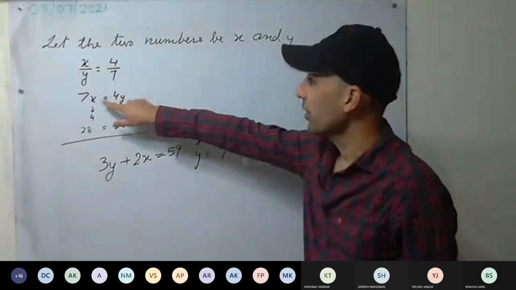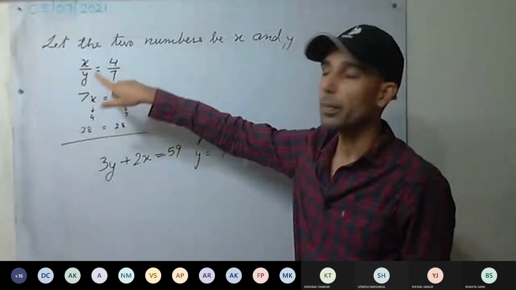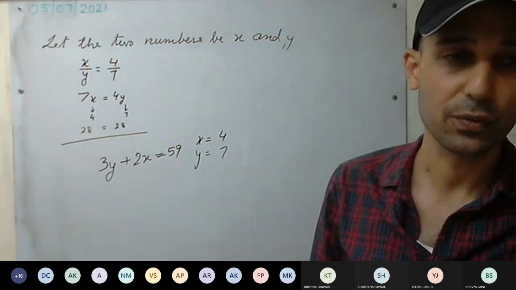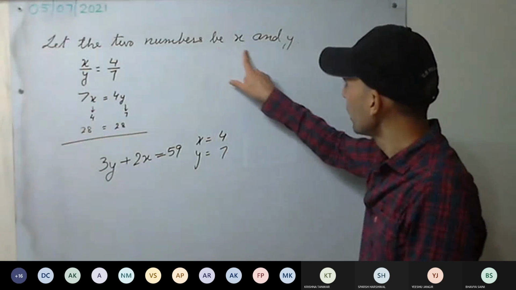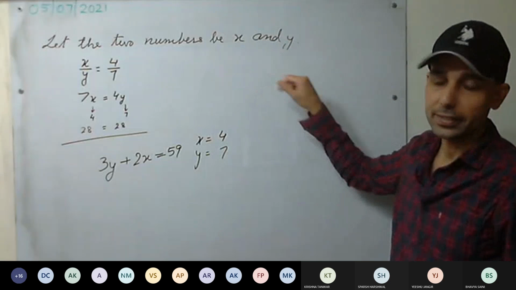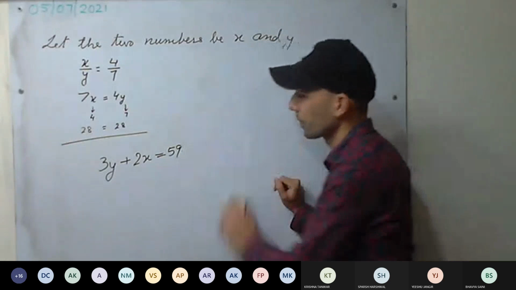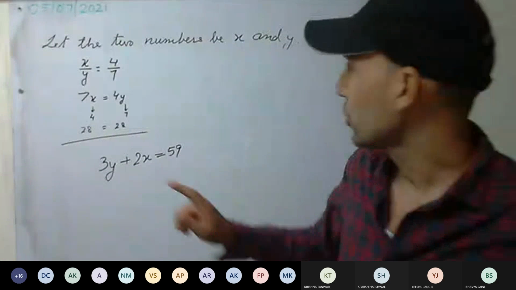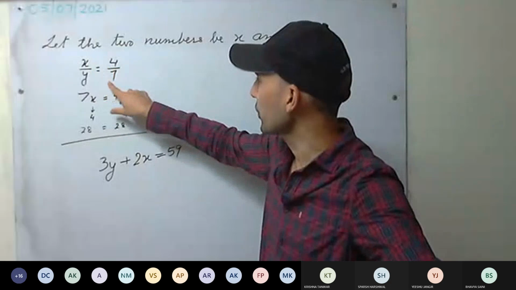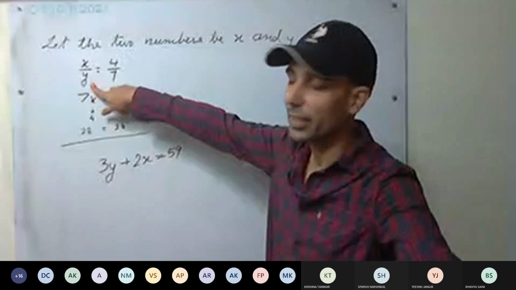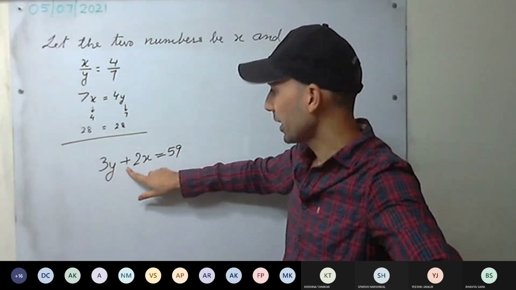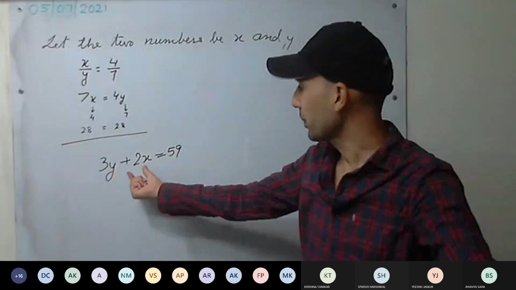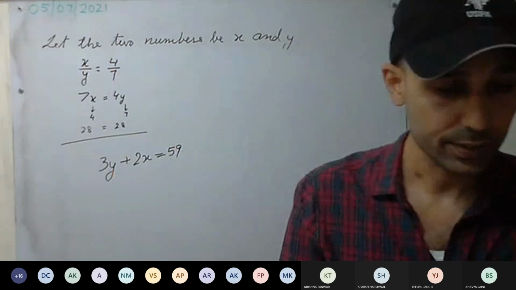Y is bigger. 7x is not a number. The numbers are x and y. We have taken the numbers as x and y, not 7x and 4y. So we have to apply the statements on them. Our numbers are x and y. So if thrice the larger, we have to find which is larger from the first. We can compare, and we find y is the larger. We have taken y as larger. So thrice the larger is added to twice the smaller, that is 2x. Their sum is 59. You got the two equations?